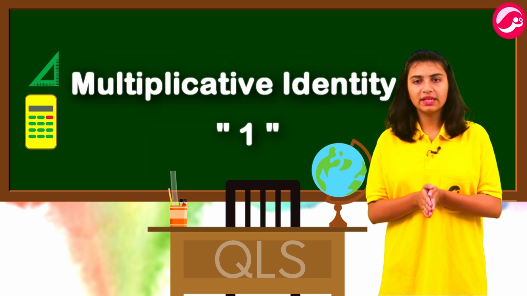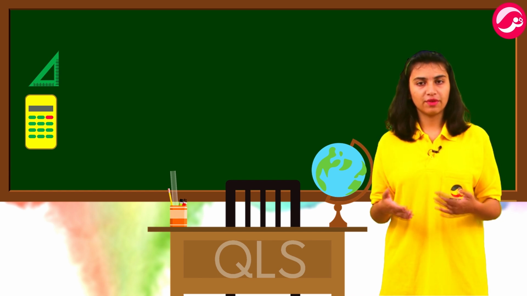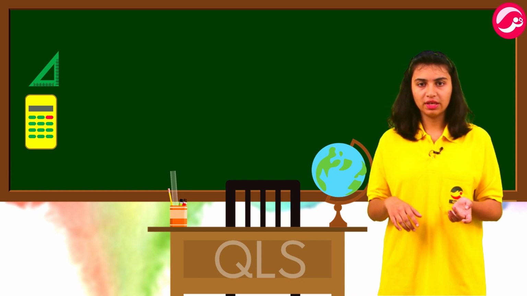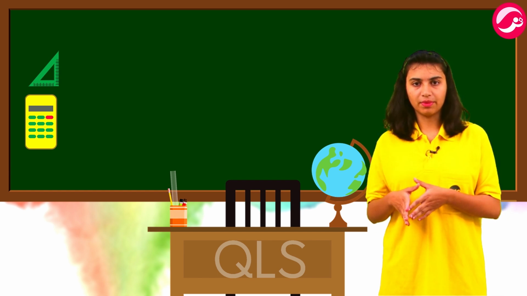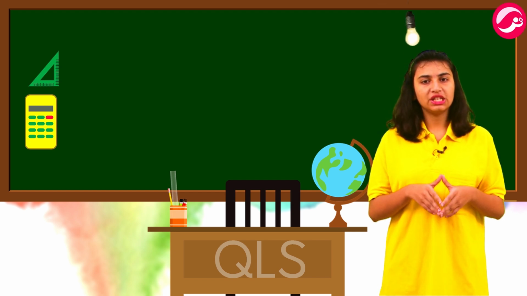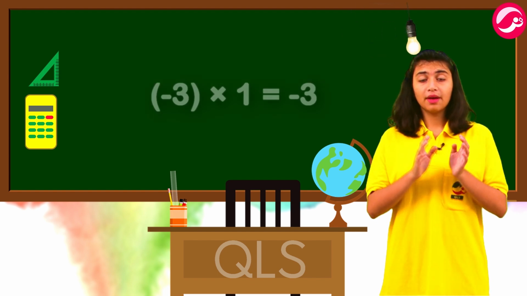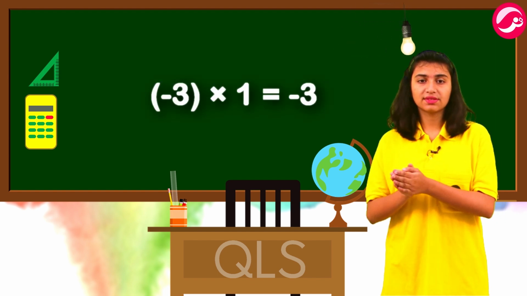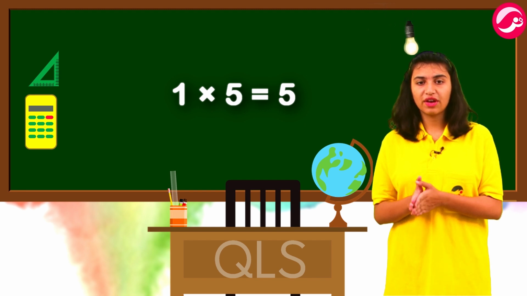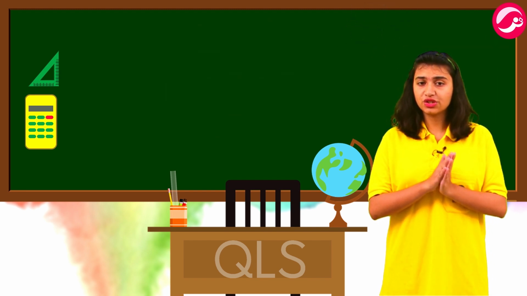We know that 1 is a multiplicative identity of whole numbers. That is, whenever we multiply a whole number by 1, the answer will be the whole number. Check that 1 is the multiplicative identity for integers as well. Observe the following product of integers with 1. Minus 3 into 1 is minus 3. 1 into 5 is 5. This shows that 1 is the multiplicative identity for integers too.